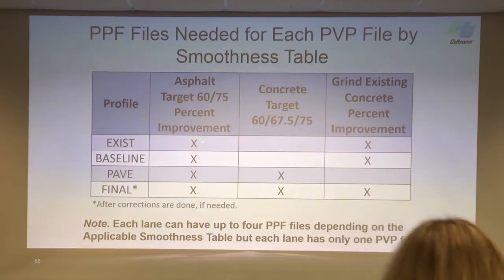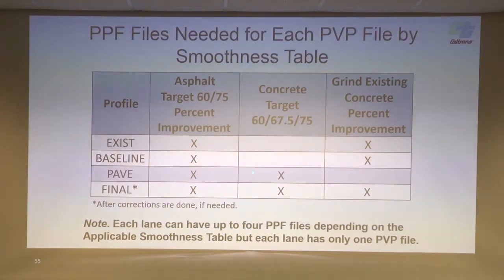Okay, so again, every one of these profiles has to be submitted immediately after running them. In the old specs, we had existing, and then we used to call this inter, which stood for intermediate. Now we call it baseline, and we'll cover that shortly. And I think the last file that we ran was called correct. Now we're calling it final. It's the final file. It's the one that meets spec.